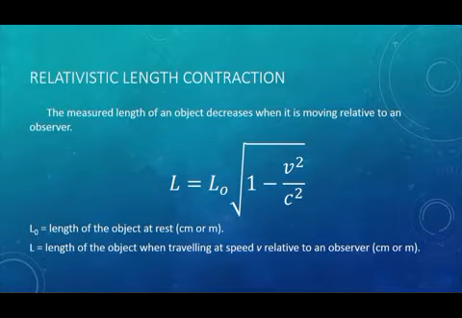The next application is the relativistic length or length contraction. When an object is traveling with a speed approximately equal to the speed of light, the length of the object decreases when it is moving relative to an observer. And so for the relativistic length, L will be equal to L sub o times the square root of 1 minus v squared over c squared, where L sub o is the length of the object at rest with the observer, and L represents the length of the object when it is traveling at a speed relative to an observer.